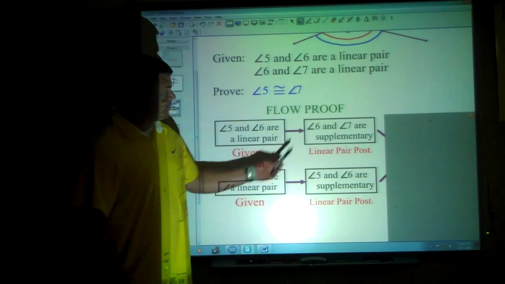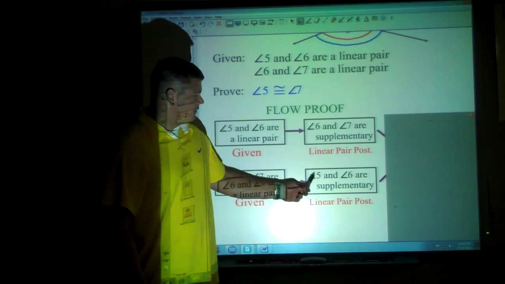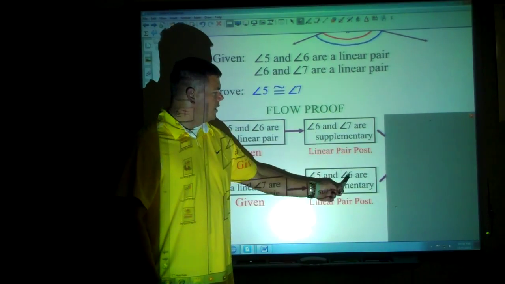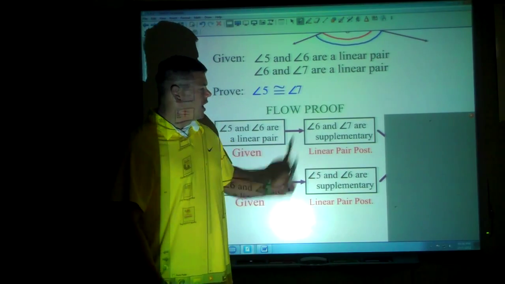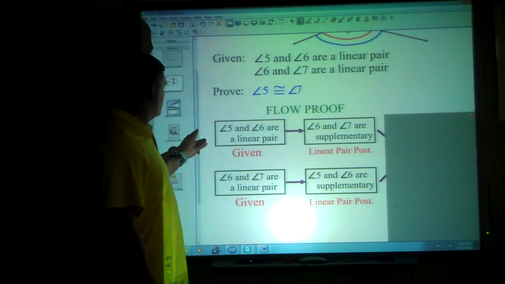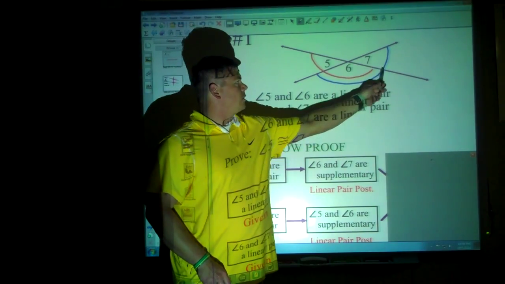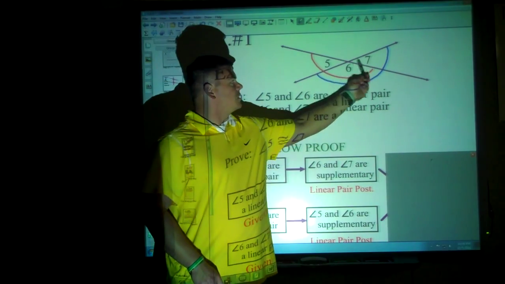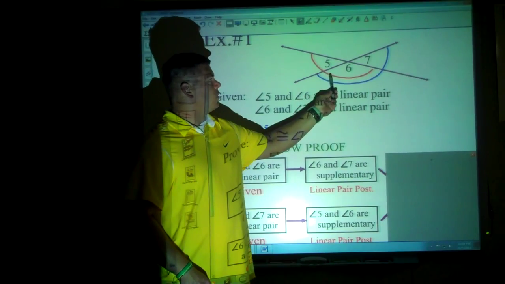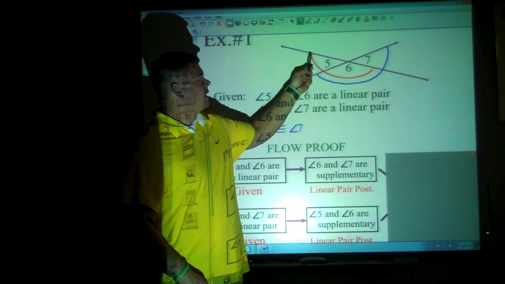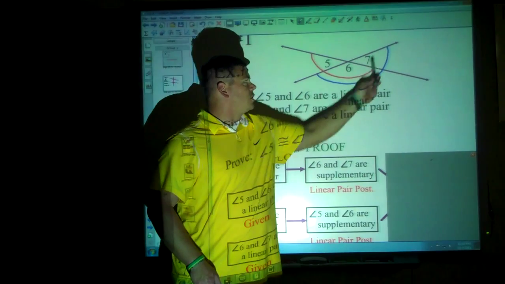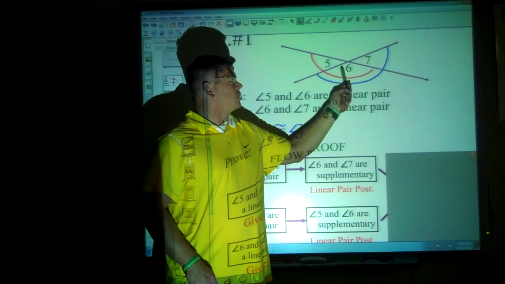Alright, now you'll notice 6 and 7, 5 and 6. There's one angle that is in common to both of them. It was also in the diagram. It's angle 6. There's an overlap of the red, there's an overlap of the blue, which means that has to be the same angle whether I'm talking about the red connection or the blue connection. This number 6 doesn't get to change.